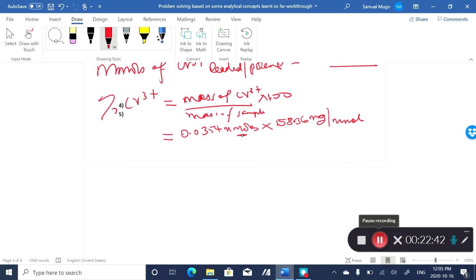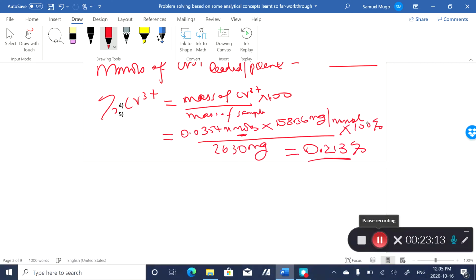And then I can divide it now by the mass of the sample, which we already know up there. It was 2.63, which is equivalent to 2630 milligrams, so that I can have everything in milligrams. And then I can multiply that by 100%. So you can see the answer that you get is 0.213 percent. And that's the amount of chromium that is present in the pharmaceutical formulation.